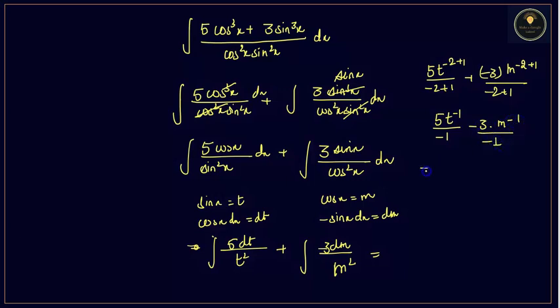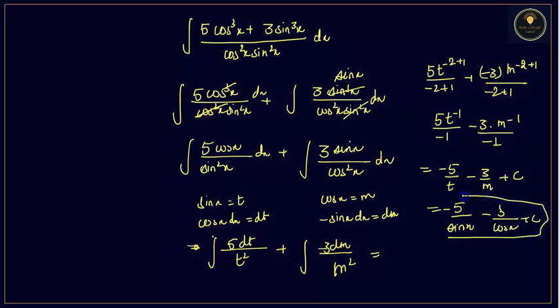So you will get the whole value as minus 5 by t minus 3 by m plus c. So instead of t, you will write the value as sin x, and instead of m you will write cos x, plus c. So you will get the answer as minus 5 by sin x minus 3 by cos x plus c.